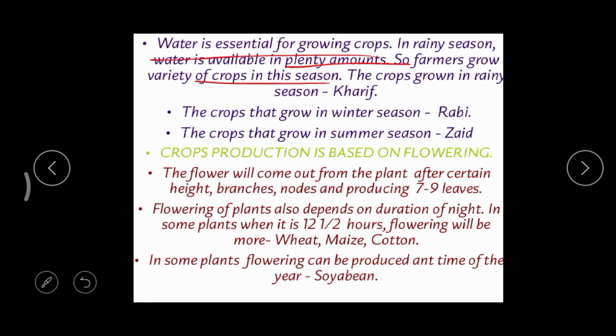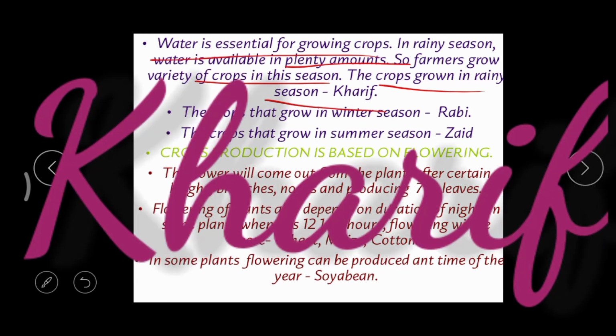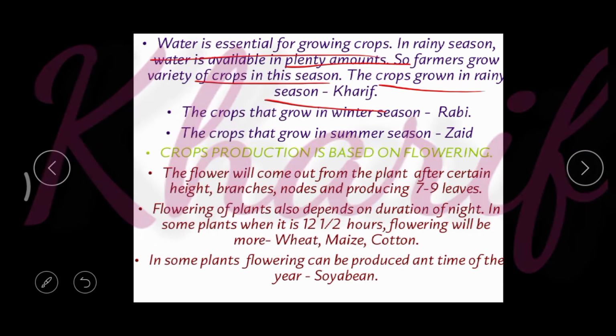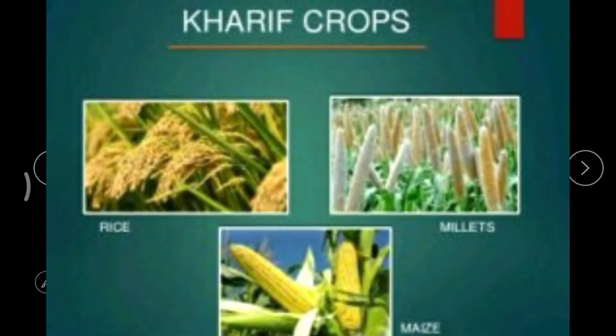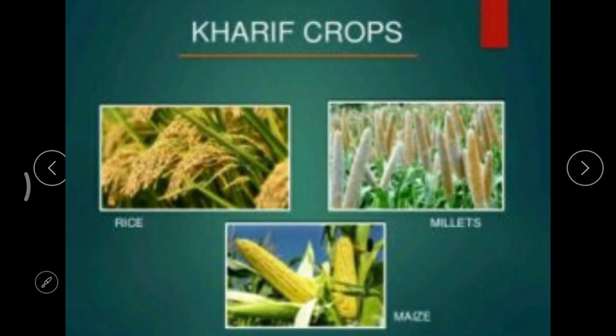So here we can find one term, the crops that are grown in the rainy season. What are the crops we can grow only in a rainy season? Such crops are called kharif crops. Even in newspapers and in the news, you may have heard these terms, kharif, rabi, like this, right? So kharif means the crops which can be grown only in a rainy season. Clear? Okay, and then what's the next one?